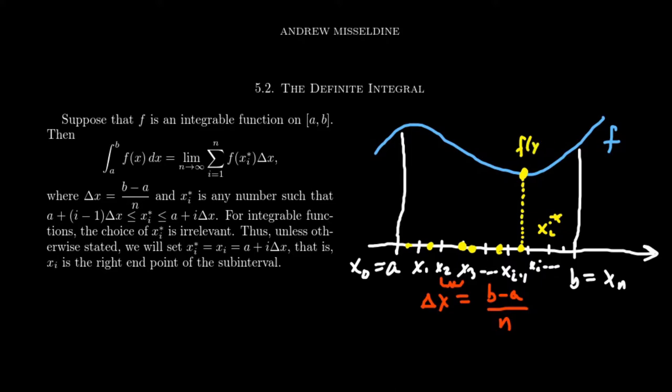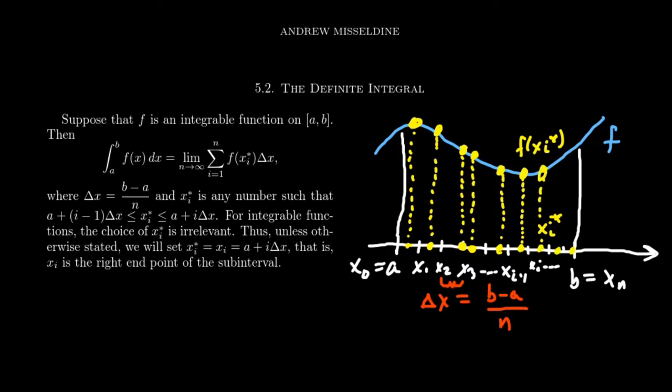That's a little bit messy. Let me try that again. xi star. And we do this for each of these xi stars. We take the height of the function at that location. Let's not worry about the strategy we use to decide xi star at this moment. We can come back and revisit that issue in just a second. But we select the height of the function based upon these different choices of xi star for each of the different intervals. So you get something like this.